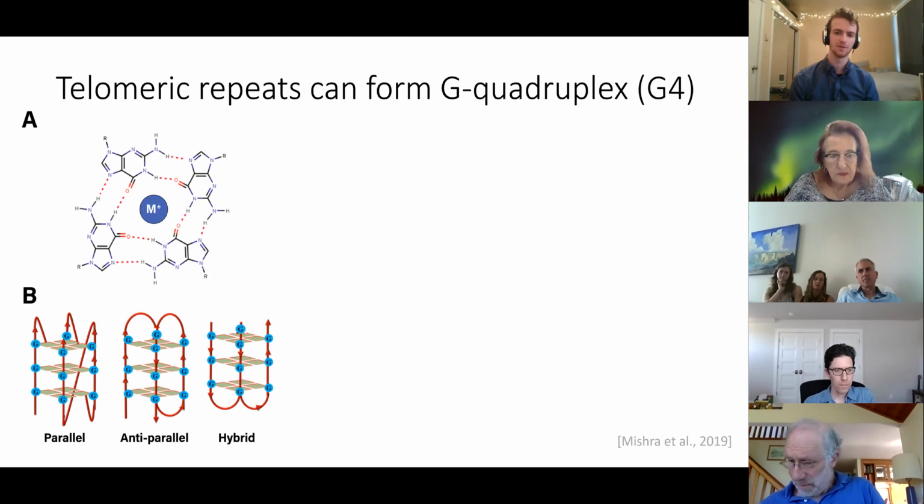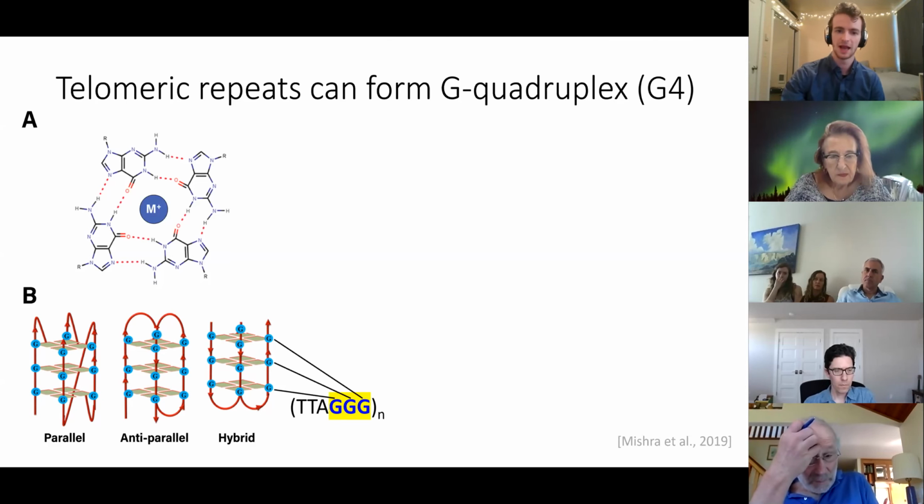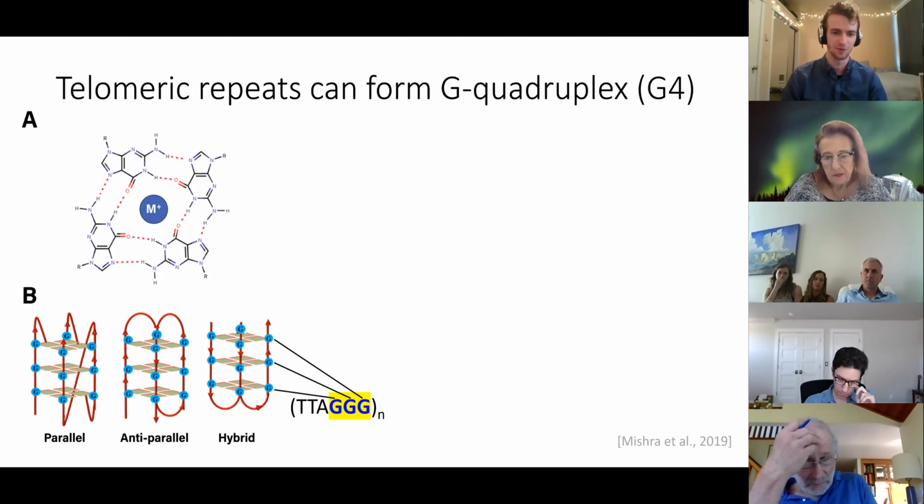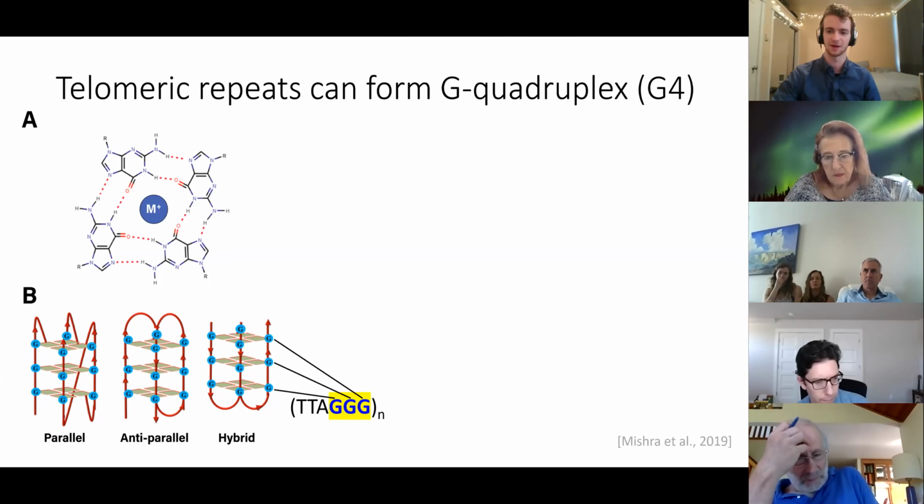G quadruplex can form in many ways from a variety of organisms, which is what you see in B. These are just a few ways that from a single strand G quadruplex could form. And let me pop the telomere sequence up there. So that's the telomere sequence. You can see that those Gs are participating and would participate in a G quadruplex, sort of like that.